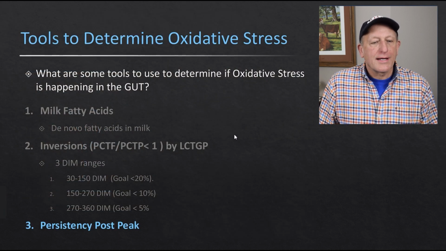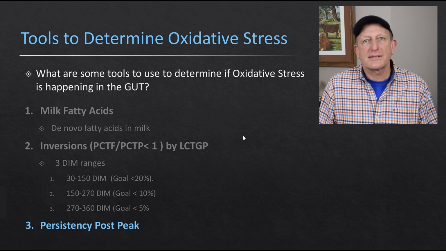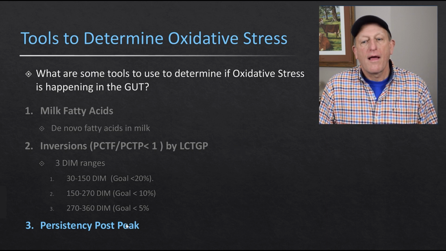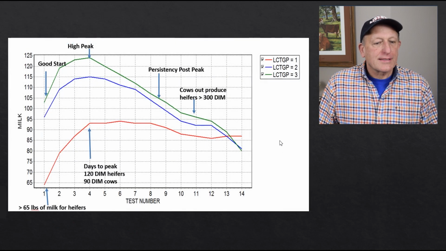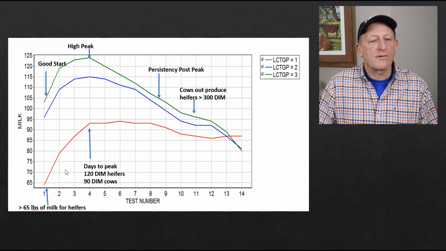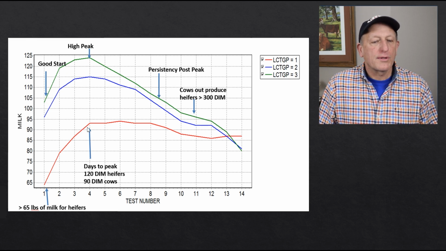So the third tool we're going to talk about, to determine if oxidative stress is happening in the gut and in your herd, is looking at persistency post-peak. So here's a lactation curve. First lactation is in red, second lactation in blue, and third lactation is in green. Here's a 102-pound per day milking herd. This is about a 1,400 cow herd.